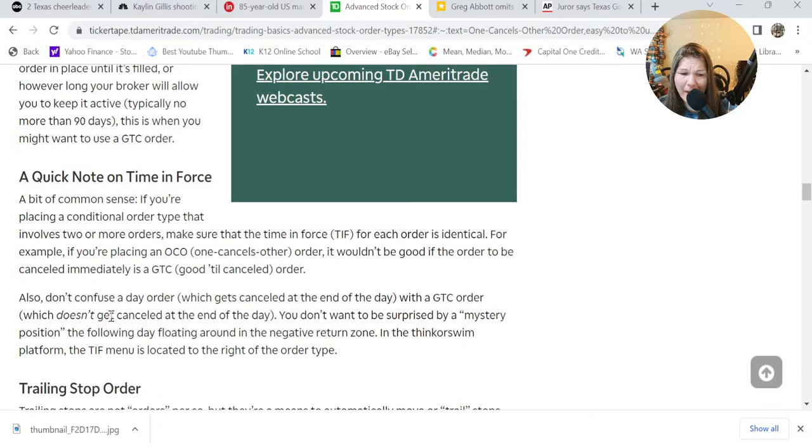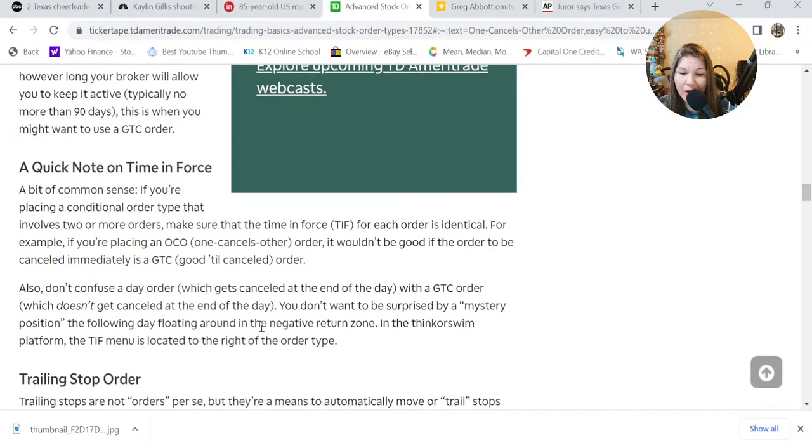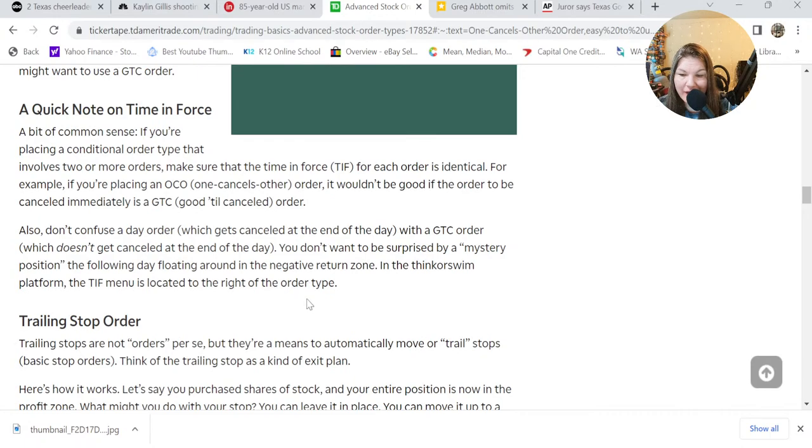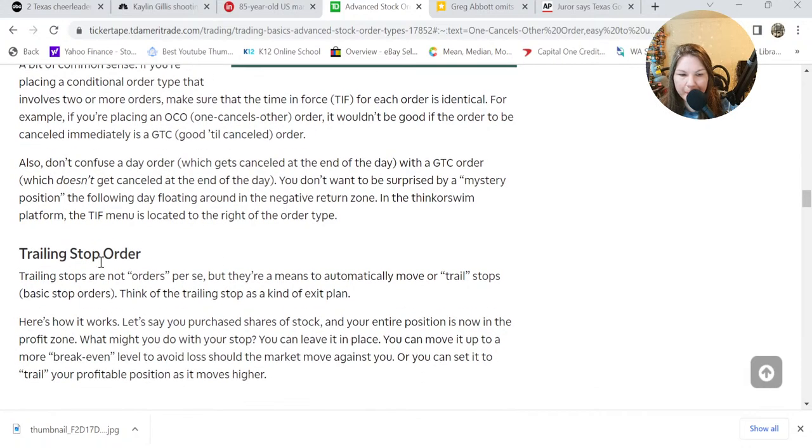You don't want to be surprised by a mystery position the following day, floating around in the negative return zone. That's what happened to me the other day, guys. When I went into my thinkorswim, I had left something. It was negative. I didn't know what it was, and I ended up resetting my entire thinkorswim. That's why you got to learn how to use thinkorswim, guys.